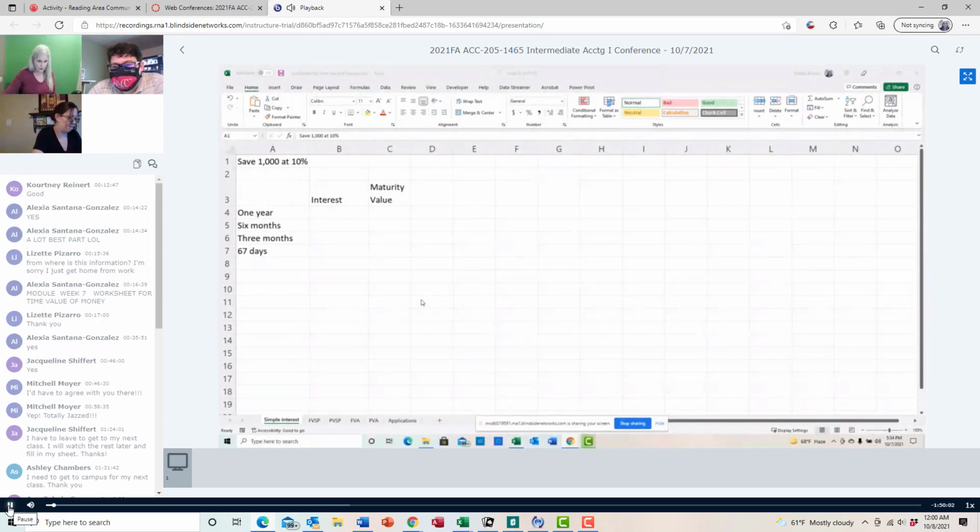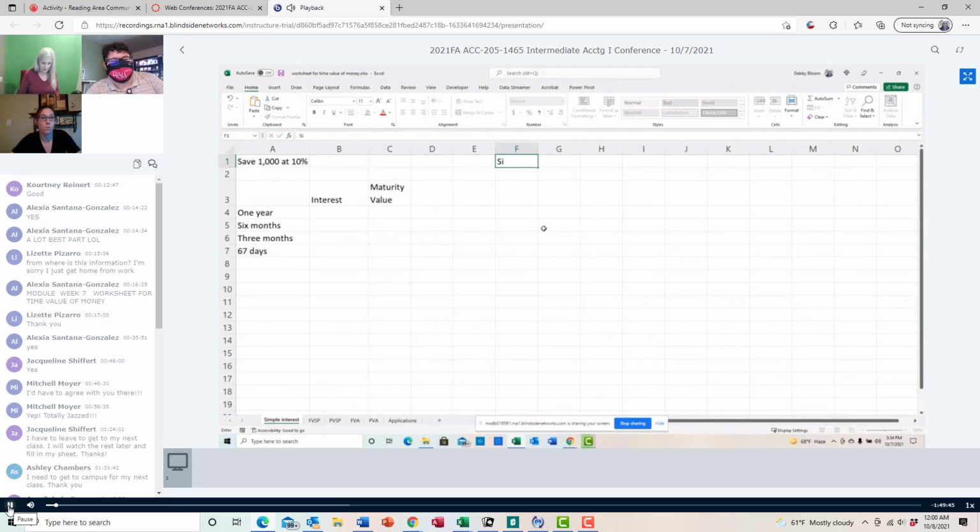The first topic that we're going to talk about is simple interest. So make sure you're on the tab. It should open up in the Excel file. If you're following along, which I highly recommend, you should be on the tab that says simple interest. So simple interest is for periods of 1 year or less.